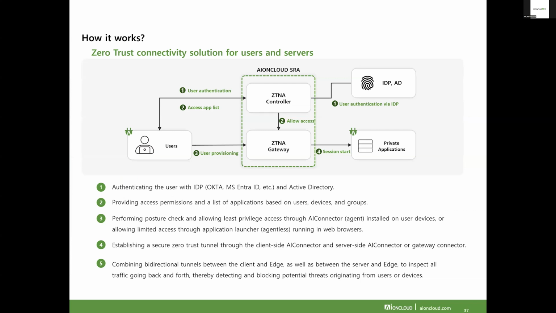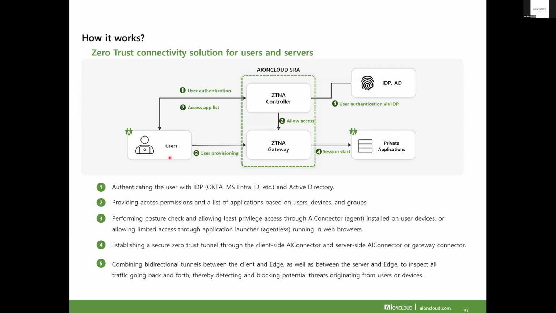Behind the scenes, the process looks like this. You have the user with the agent, and they authenticate with an identity provider or Active Directory through the ZTNA controller, through the Ion Cloud SRA, which will connect at the AI SSE. Once the identity is established, then access and permissions are provided to the user through our ZTNA gateway.